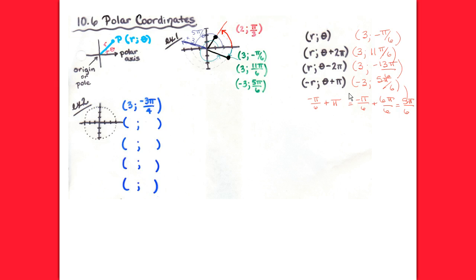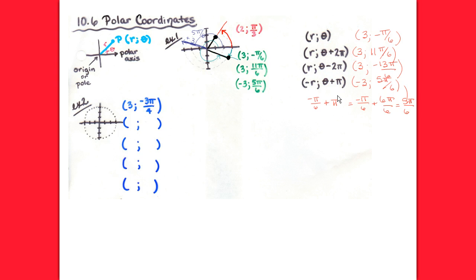So we get to example number 2. And example number 2 says plot the point (3, negative 3 pi over 4) and find 3 additional polar representations of it. So you can kind of go your own way here. You can find the other names by the graph, if that made more sense to you, or you can find the other names by the algebraic formula, if that made more sense to you.